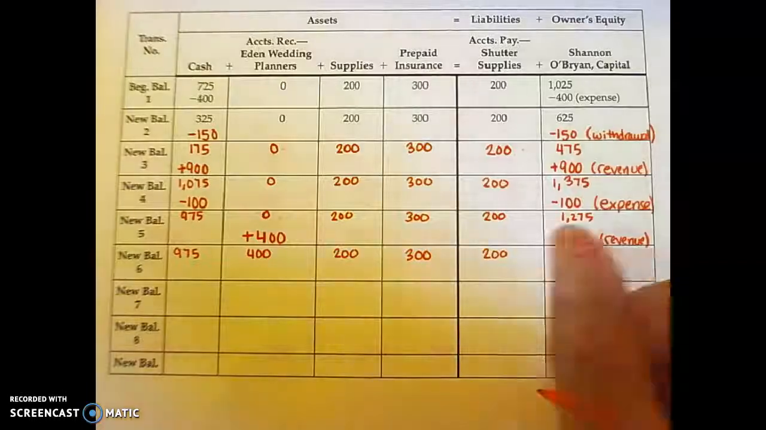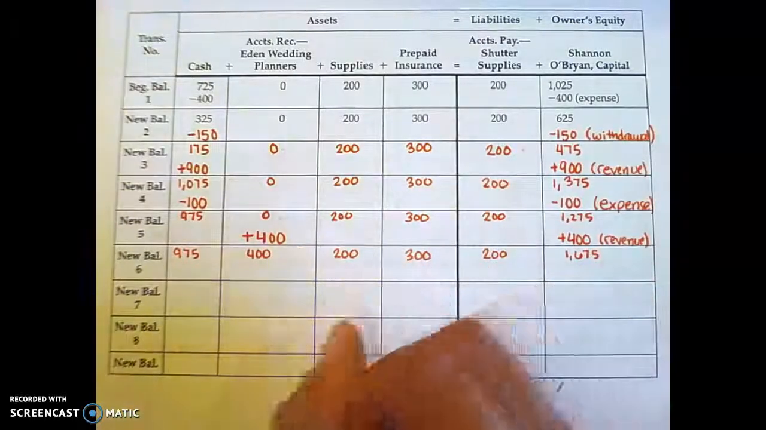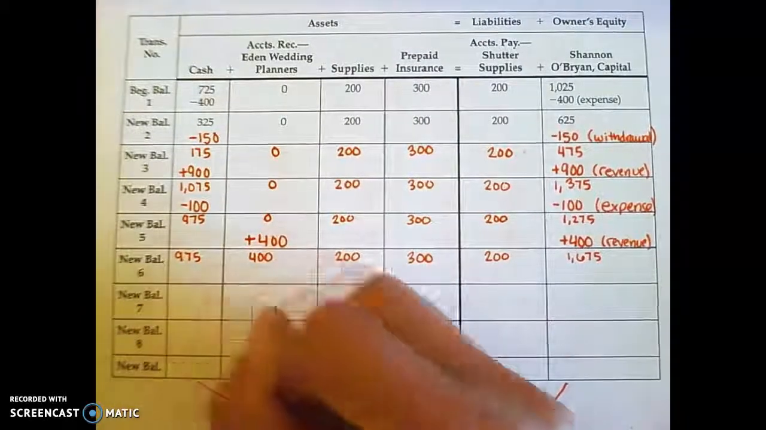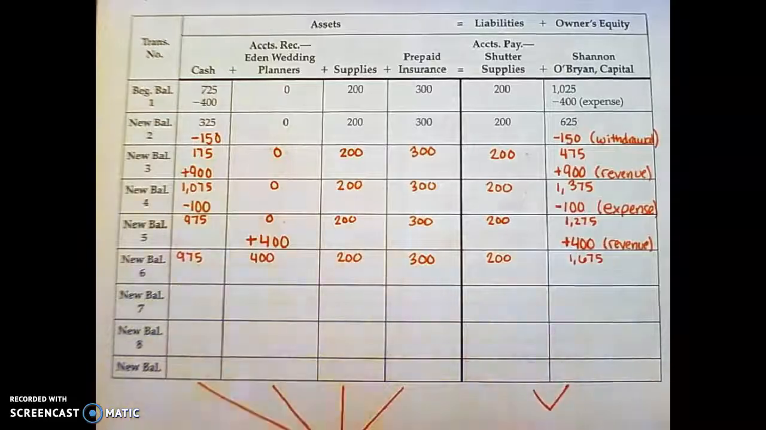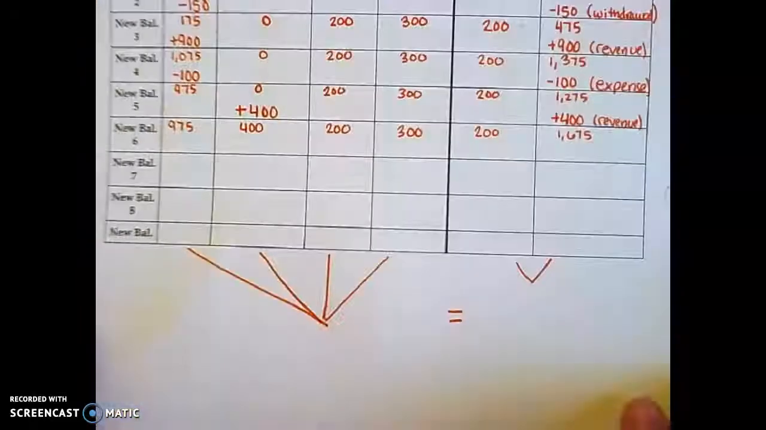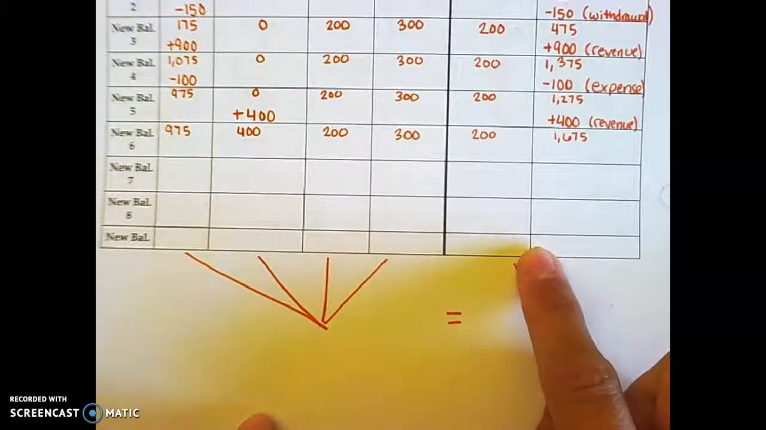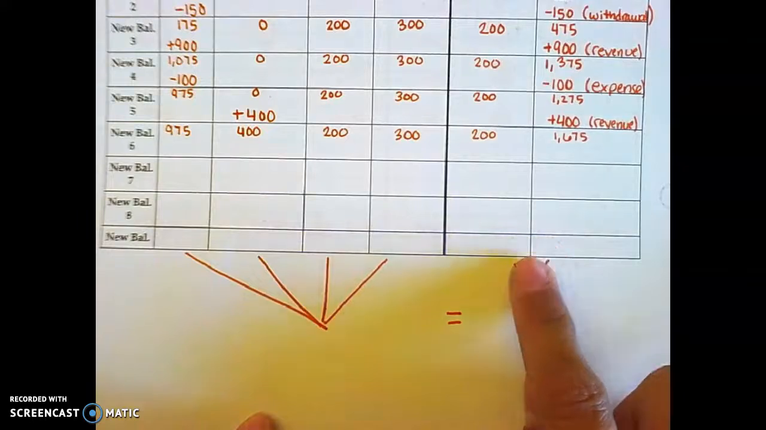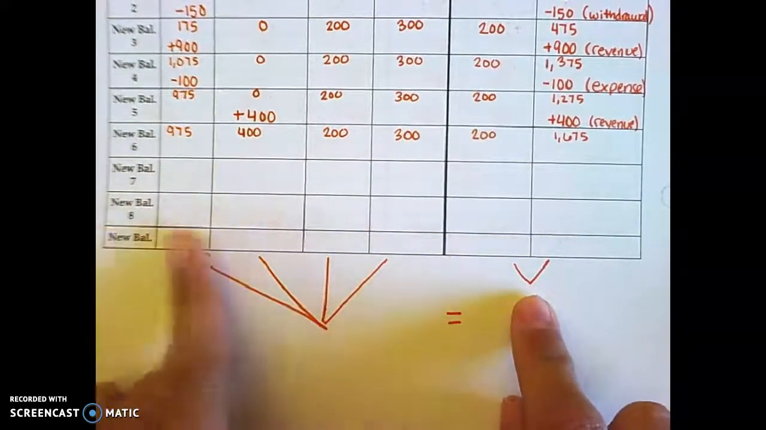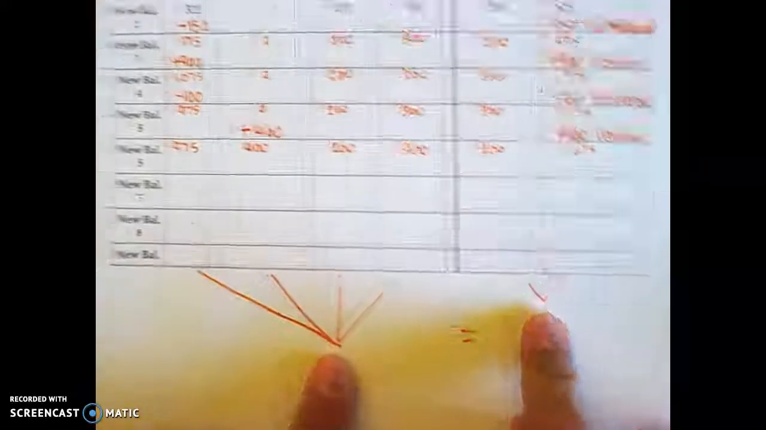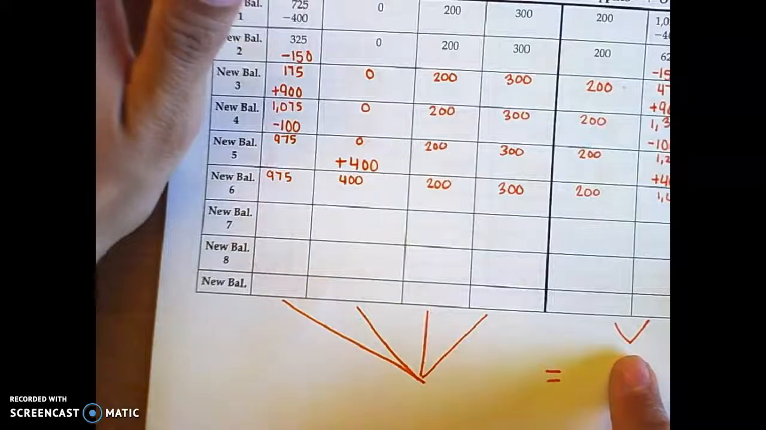Make sure at the end here, these two and these 4, that they equal. So when you add these two totals up for your liability and your owner's equity, that total needs to equal the total you get from your assets account to make sure that everything is in check and correct.